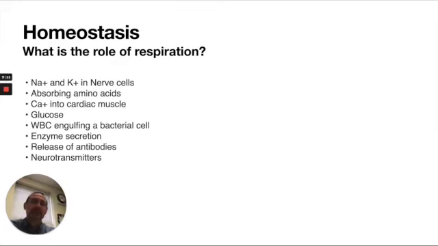Well, remember, respiration is simply taking sugar and oxygen and using that to make ATP. ATP is going to be necessary for things like active transport. It's also necessary for lots of other cell processes. For example, nerve cells need to pump sodium out against the concentration and potassium into the cells. Amino acids, as we saw, are absorbed using active transport. Calcium ions need to be in high concentration in cardiac muscle so that cardiac muscle can contract without tiring.